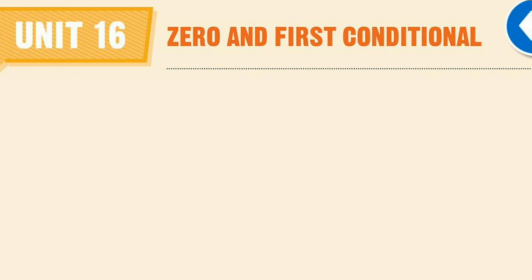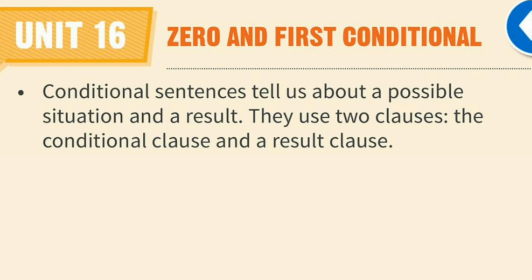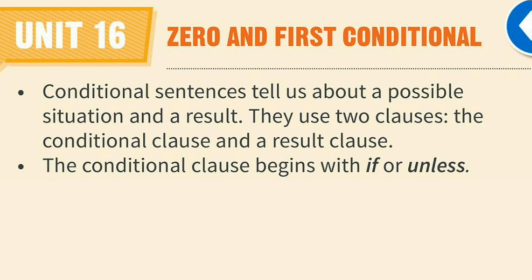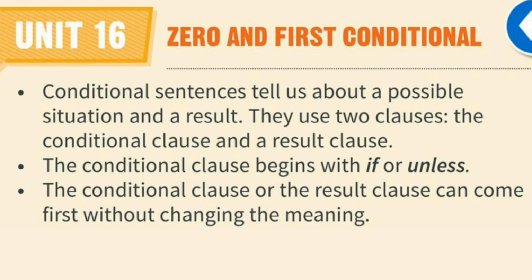Unit 16, zero and first conditional. Conditional sentences tell us about a possible situation and a result. They use two clauses, the conditional clause and the result clause. The conditional clause usually begins with if or unless. The conditional clause or the result clause can come first without changing the meaning. It doesn't matter which one comes first.